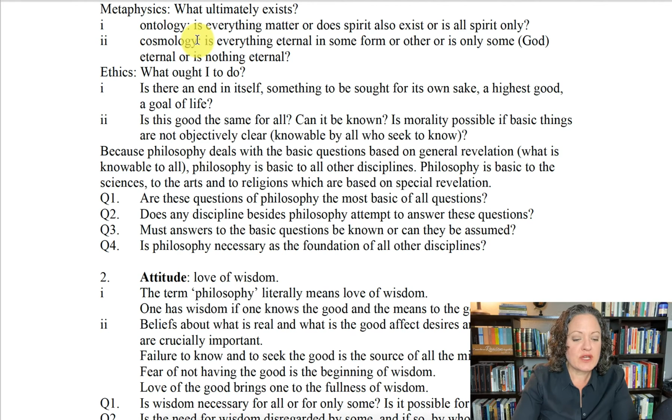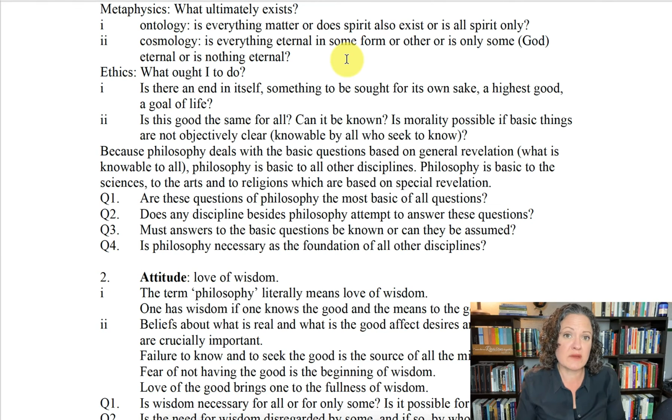Cosmology is going to address the question, is everything eternal? Is everything forever in some form or other? Or is only something eternal, like God perhaps? Or maybe nothing is eternal. So metaphysics is going to ask questions about matter and spirit, temporal and eternal. And we'll find out as we go through metaphysics that there are only so many combinations of those four concepts. Maybe matter is eternal. That's going to be called material monism. We'll look at that view. Monism: mono, one. One thing is eternal and it's matter. Spiritual monism is another view we're going to look at.